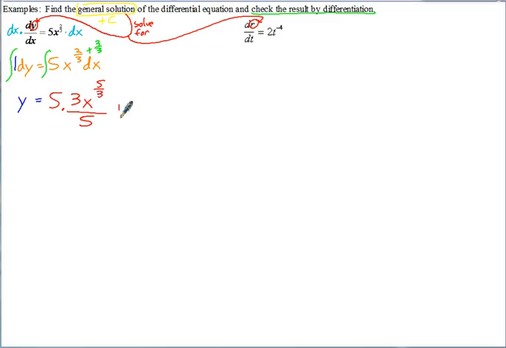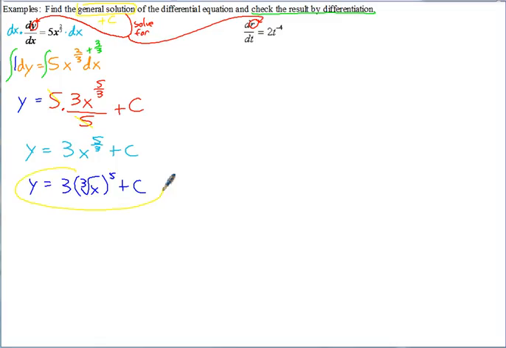And then you have some plus some unknown constant. And then we can simplify that. You can see the 5's reduce out. And we have y equals 3x to the 5/3 plus c. And then we can switch it back to radical form. So it would be y equals 3 times the cube root of x to the 5th plus c. So that would be the general solution. The original equation that has this as the derivative.